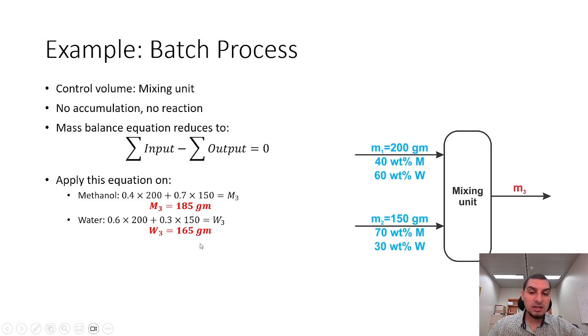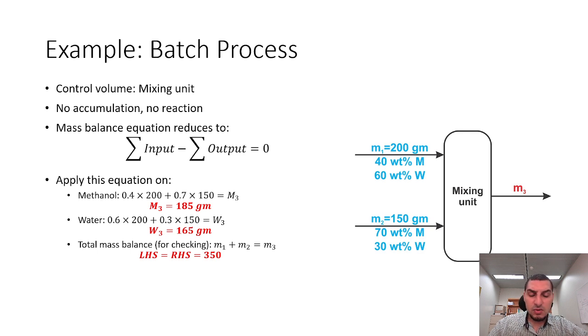And from these we can calculate the total mass, or you can do this by total mass balance. It's going to be either way, kind of a repeated equation. So the total is going to be 350 grams, which is the addition of these two, M1 plus M2. Now I got the amount as a flow rate. Of course, this is grams. I forgot to add the gram here, but this is gram.